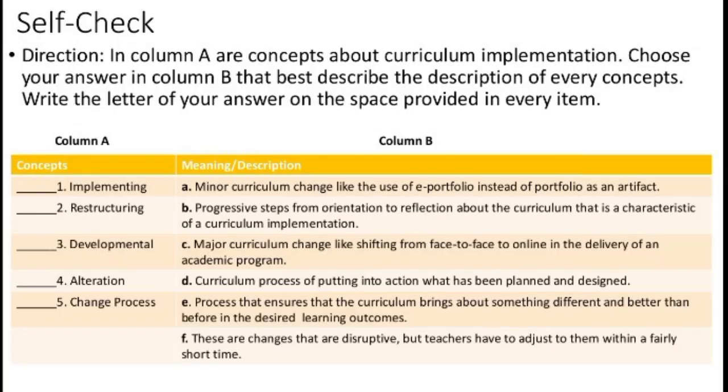For the evaluation, read the direction, then answer the following question and submit it next meeting.